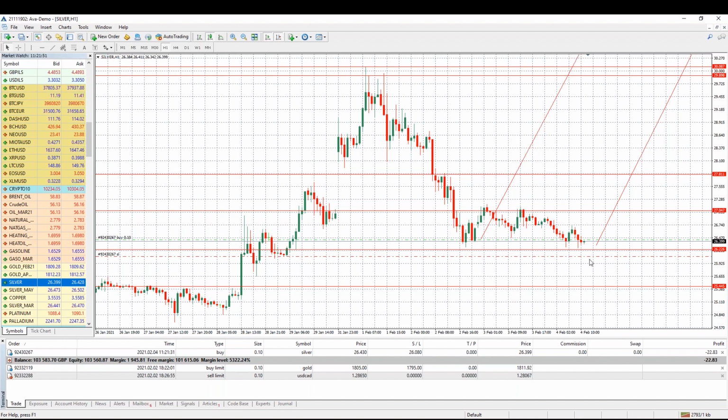Maybe it breaks, and then I say, okay, if it comes to the next support level down here, then I'll re-enter again. Okay? You could even put a pending order here in case it does drop and hit your stop loss on the first one. Maybe you re-enter here. Okay? Limited risk.